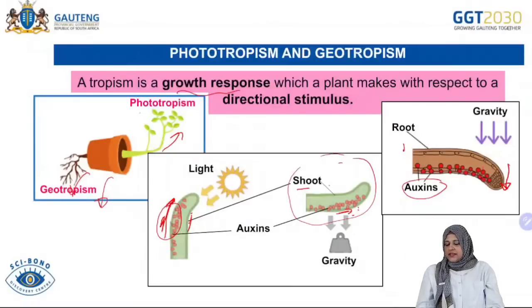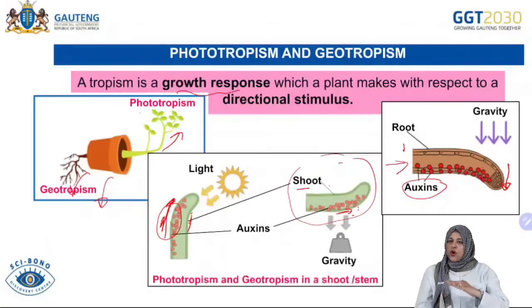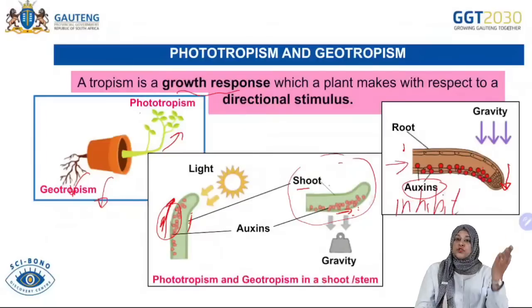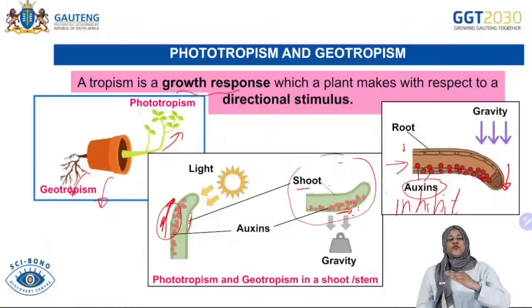When we look at auxins in the root, there's your horizontal root. Auxins are going to move downwards due to gravity. Auxins inhibit growth in the root. So it's different to stems. In stems, it promotes growth. In roots, it inhibits growth. Please understand that differentiation.